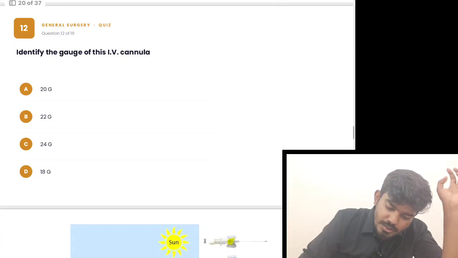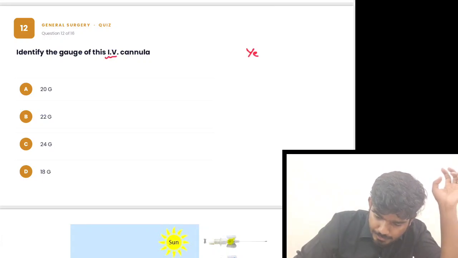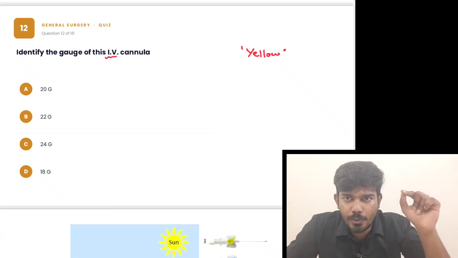Identify the gauge of this IV cannula. Okay, it is a yellow color cannula. Okay, the image was missed. They will ask for the gauge of the yellow color cannula.